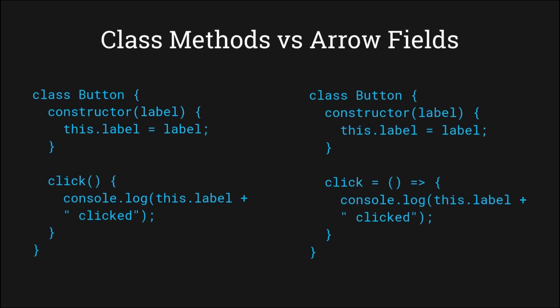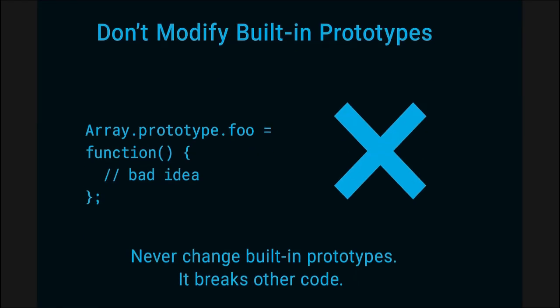Arrow fields capture this but cost memory. Use them when you need lexical this, e.g., event handlers. Don't mutate prototypes of built-in objects. No Array.prototype.foo = in shared libs.